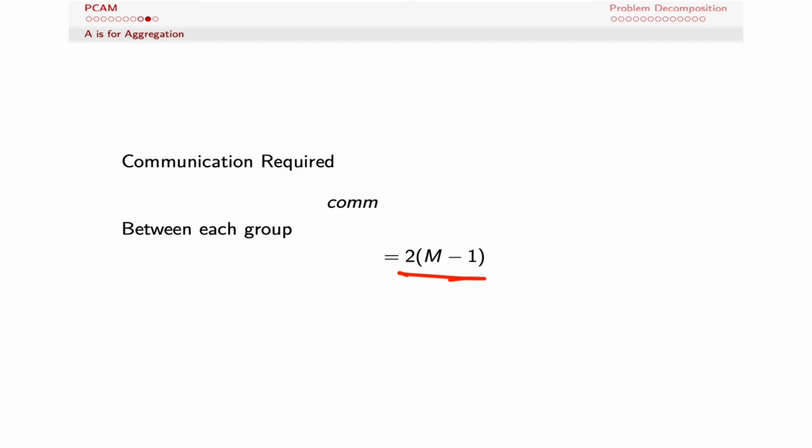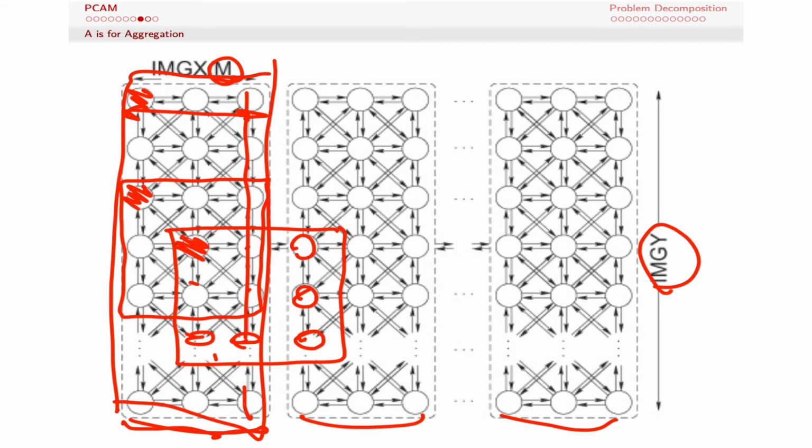Turns out it's quite a lot simpler, just 2 times m minus 1. Go back to the picture, we can see we've got m divisions of the problem, running on m different processors, and each of those processors is going to have to communicate with 2 neighboring processors. I've got to communicate with the processor on my left and a processor on my right, so 2 times m minus 1.